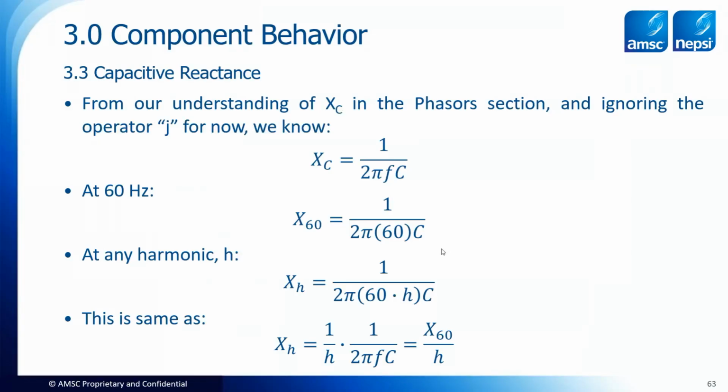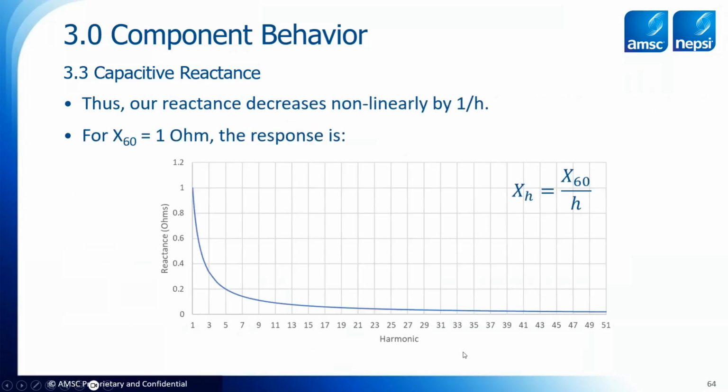Now, capacitive reactance has that inverse behavior. So again, if we ignore the J operator for now and just look at the magnitude of that reactance, then we have 1 over 2 pi FC. And if we go through that same bit of algebra at 60 hertz and at any harmonic, we find that the reactance at any harmonic H is the fundamental value of the reactance divided by H. So as the harmonic number increases, the reactance drops by 1 over the harmonic number, and you can see that being plotted here.